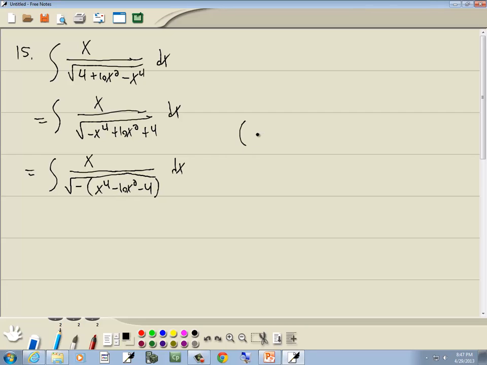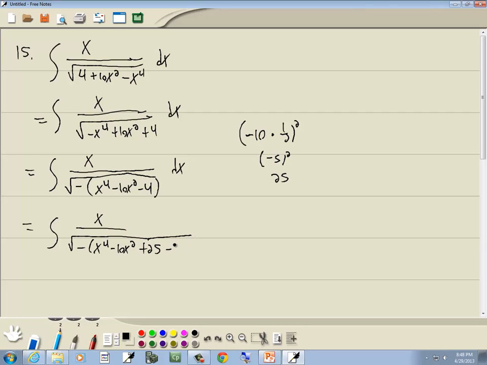We take our number before x squared, which is negative 10, multiply times a half and squared. Negative 10 times a half is negative 5, negative 5 squared is 25. Okay, so this is going to become negative x to the fourth minus 10x squared plus 25, the number we just found, and then minus 25, minus 4 dx. Specifically, we're grouping these first three terms together and these last two numbers together.